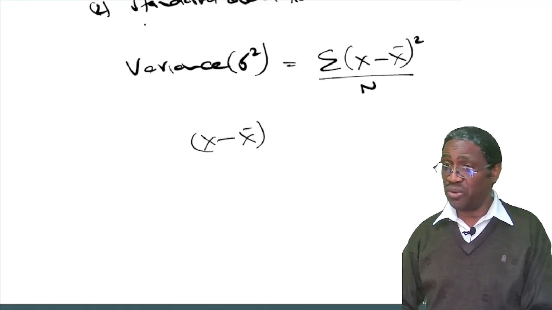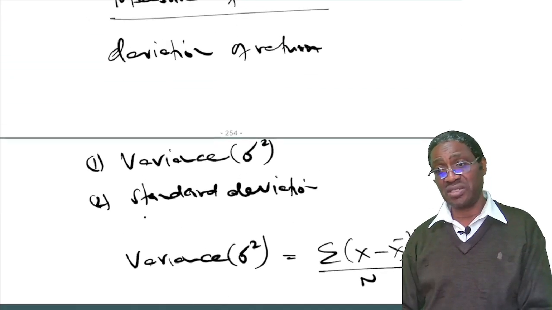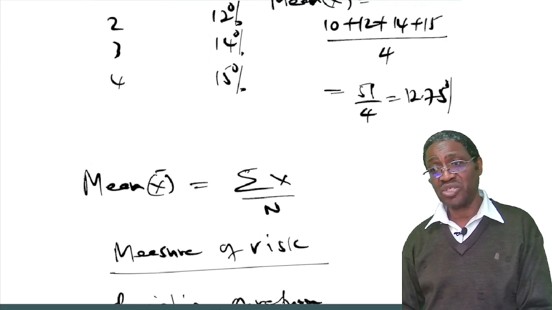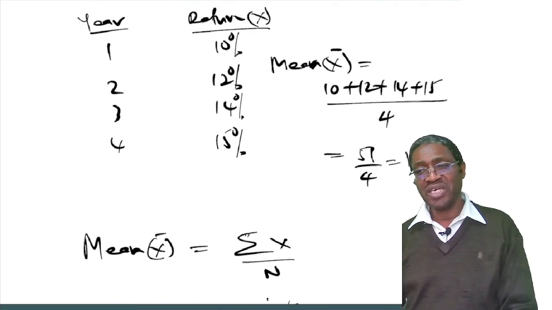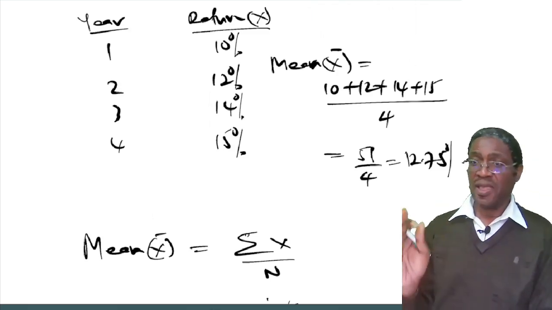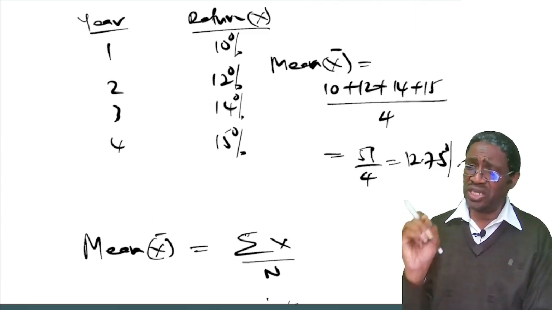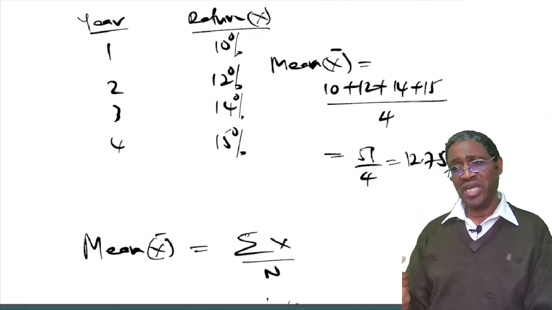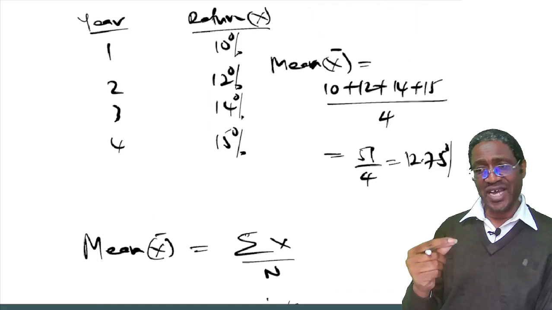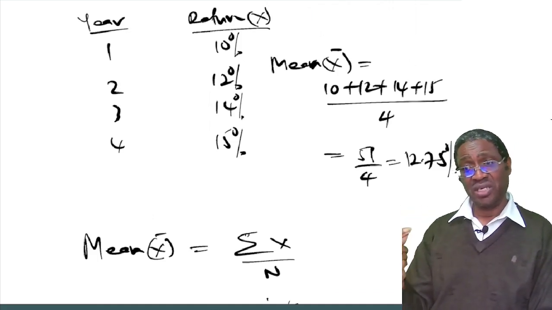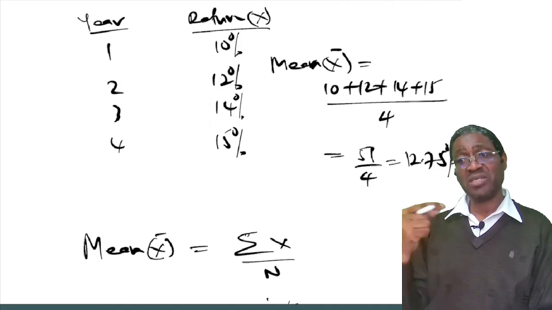Like for example, our average return was 12.75. That is the mean, sorry. The 10% I got in year 1 had a deviation of how much from the mean? It had a deviation of negative 2.75. Are you getting? That was negative 2.75.